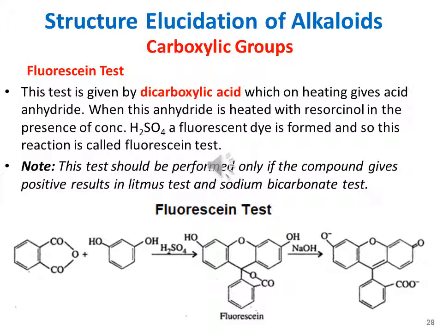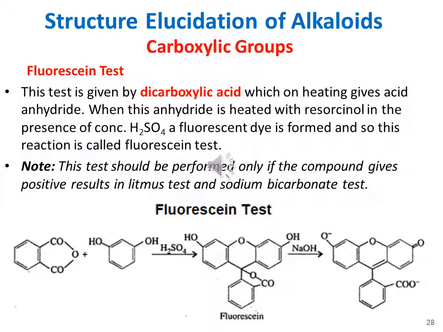Fluorescein test is a highly sensitive test for the detection of carboxylic acids in your alkaloid sample. This test is given by the dicarboxylic acid alkaloids only. First of all you have to heat the alkaloid, which on heating will produce an anhydride. This anhydride will react with the resorcinol in the presence of concentrated sulfuric acid, and a fluorescent dye formation will indicate the presence of dicarboxylic acid.